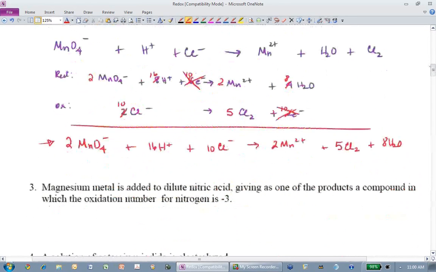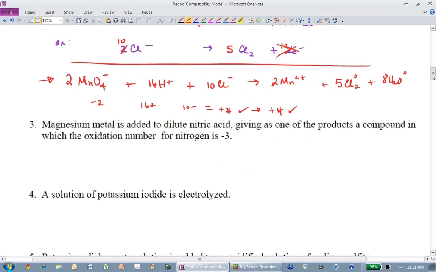Alright, so what's the total charge on the left just to double check? 2 minuses, 16 pluses, and 10 minuses. Was that total out to be minus 14 plus 2? No. Plus 4. Yes, plus 4. And then on this side, what's the total? Nothing for this, nothing for this. So 2 times plus 2 is plus 4. Hallelujah. It balances by charge. I'm convinced I've done this correctly.